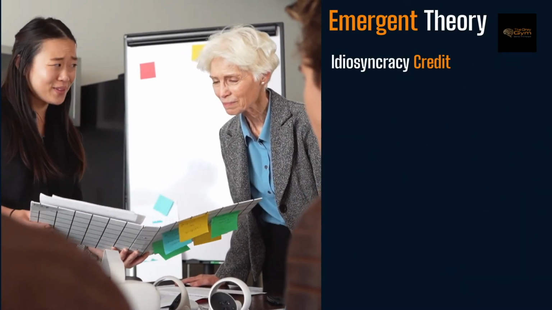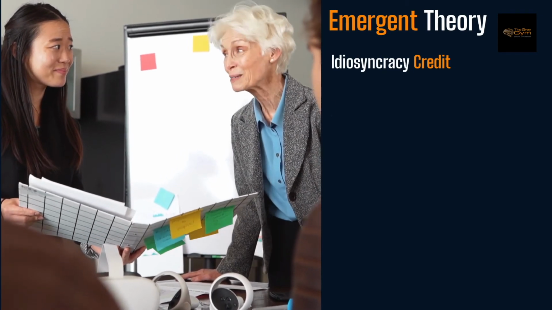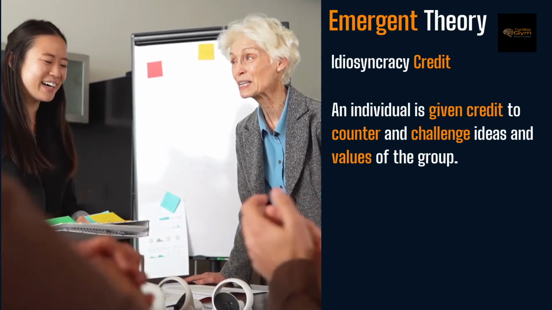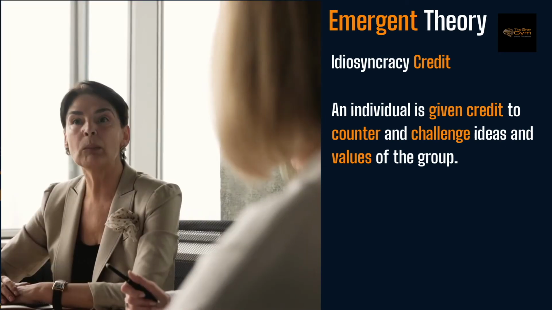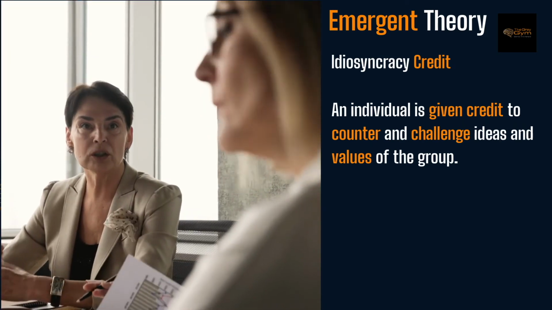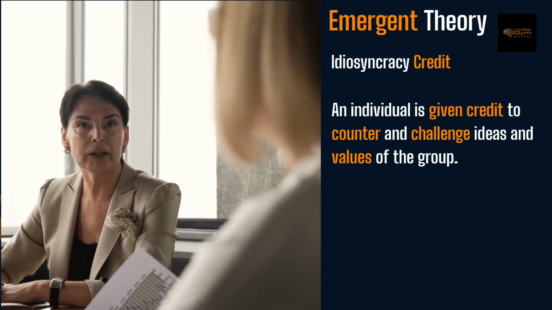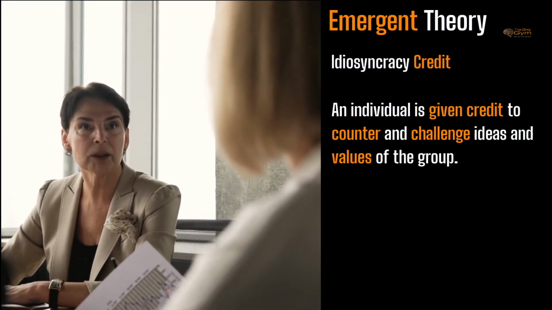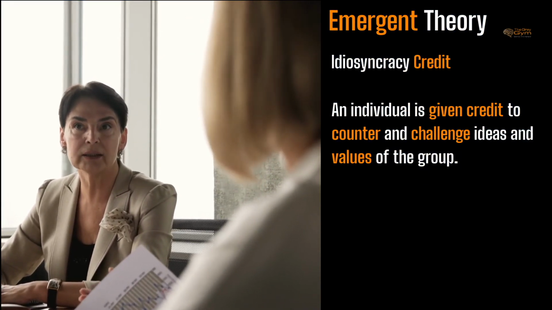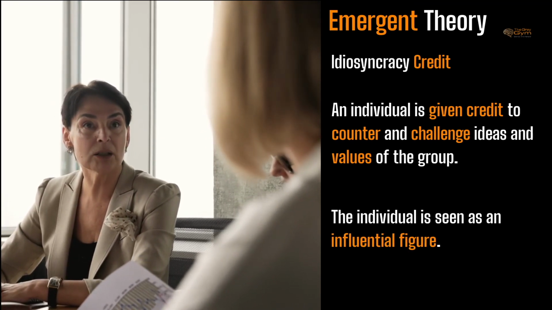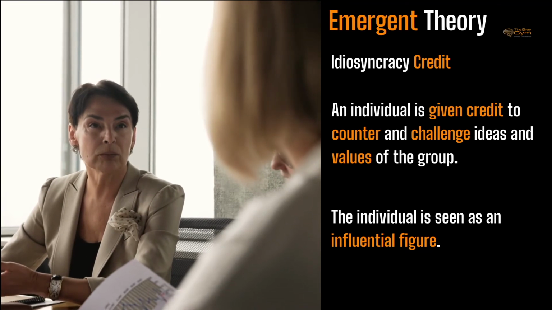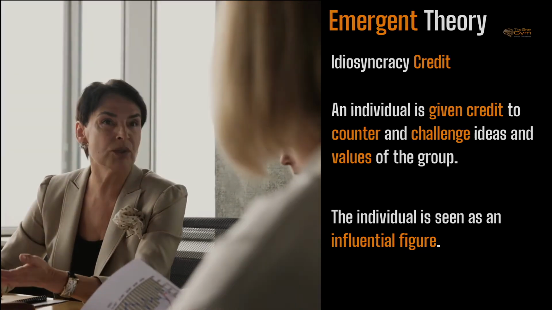Theory of idiosyncrasy credit. So this is an interesting one. According to this theory, an individual that has commanded enough power or popularity within a group is given credit to counter and oppose certain ideas and values of the group itself. They are allowed credit to challenge the status quo within the group. This individual is then seen as an influential figure within the team and eventually emerges as the team leader.